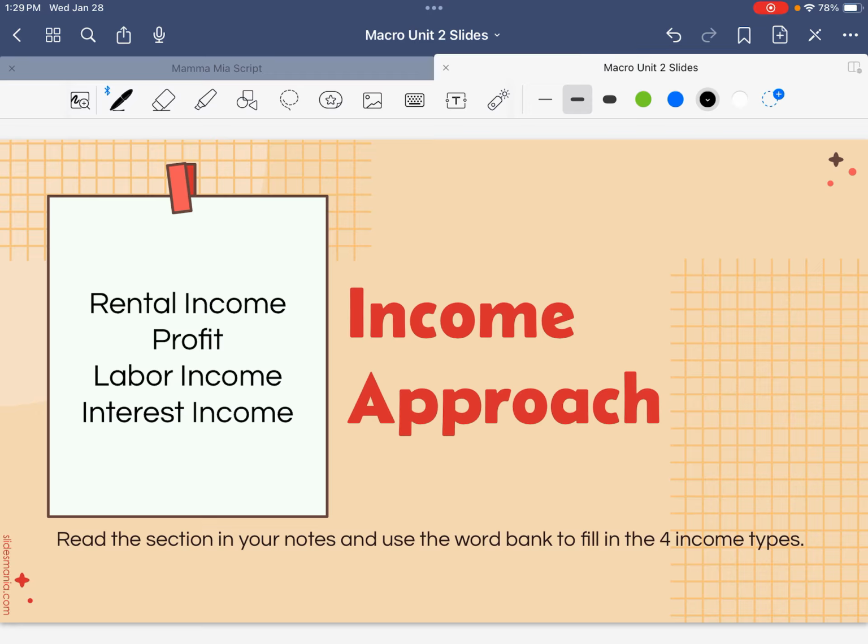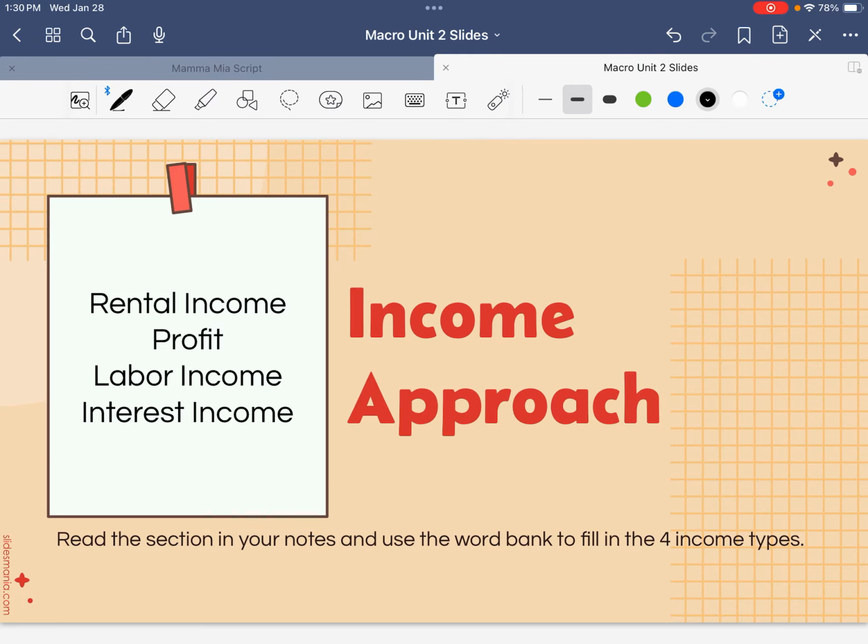So in a sense, money is changing hands constantly. And if we can track the income from the sale of property, from the sale of goods, from the sale of your labor, they're purchasing your labor, or from the sale of your financial investments, then we can track GDP that way. So you can read that section in your notes and then use this little word bank to figure out what you think the 4 types of income from the circular flow are, or you could go back and watch that video from yesterday.